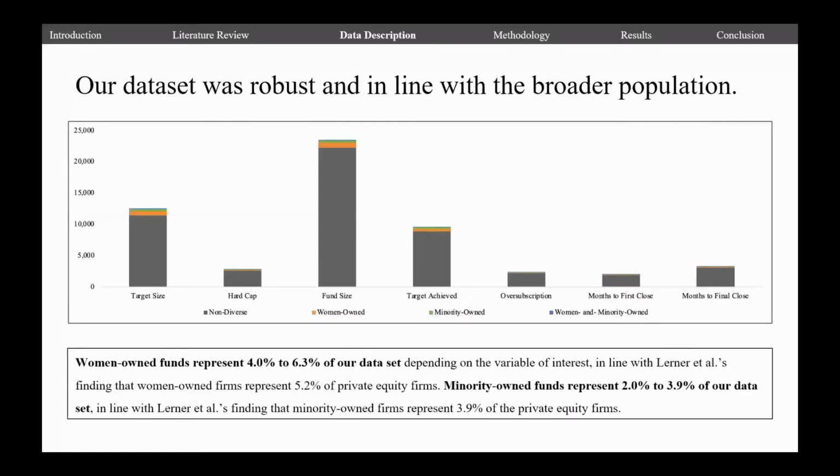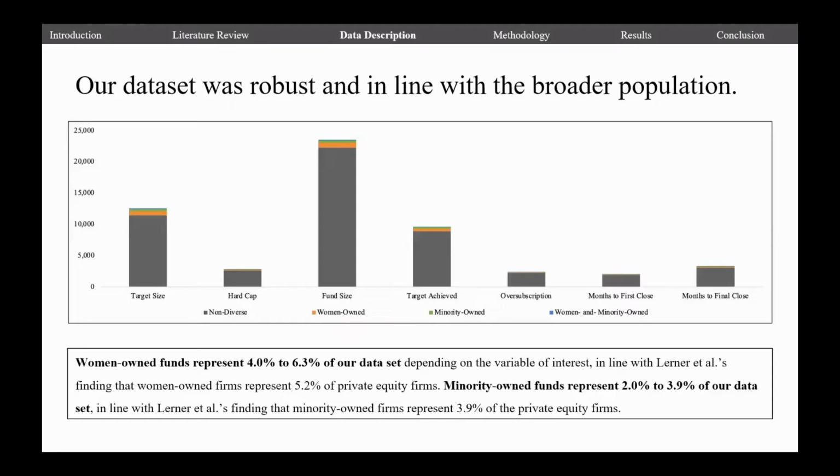With this goal in mind, we started by constructing our data set. We relied on cleaned fund data from Preqin. In this figure, you can see the number of funds that we have information on for each metric. We can see that our data set was robust, as for every metric, we had information on at least 2,000 funds, and for some metrics, as many as 23,000 funds. Within each metric, we grouped the funds by ownership. While you can see that our data set has far fewer diverse-owned funds than non-diverse-owned funds, this is actually in line with the broader population.